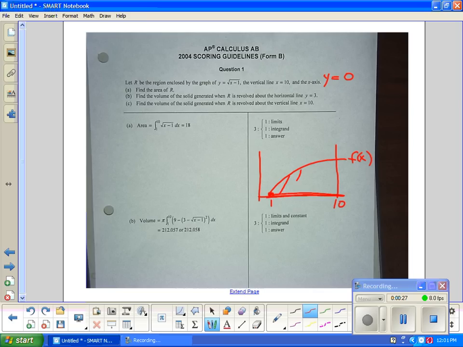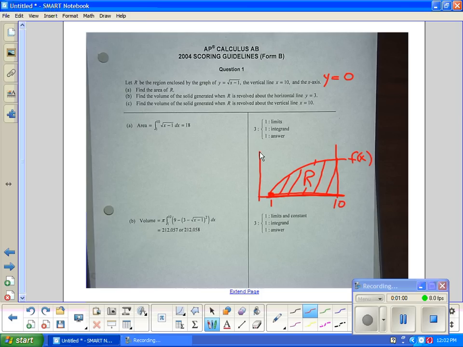So we're trying to find the region they called R, right there. And this is a calculator portion. It says find the area of region R. So what they did, they said, hey, area is just the integral of the curve from 1 to 10 of the function dx. The limits 1 to 10 are worth a point. The integrand itself, square root of x minus 1 dx, is worth a point, and the answer, 18, is worth a point. Pretty simple problem.